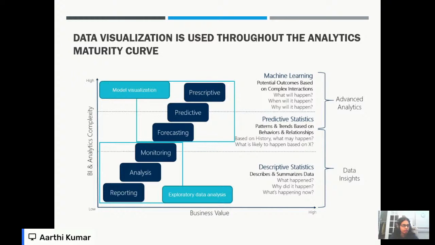And even during the model and after the model building phase, data visualization is useful. For example, during the model building, you can use data visualization for displaying feature importance. And similarly, after model building, you can use charts like area under the curve or confusion matrix to show the accuracy of the model.